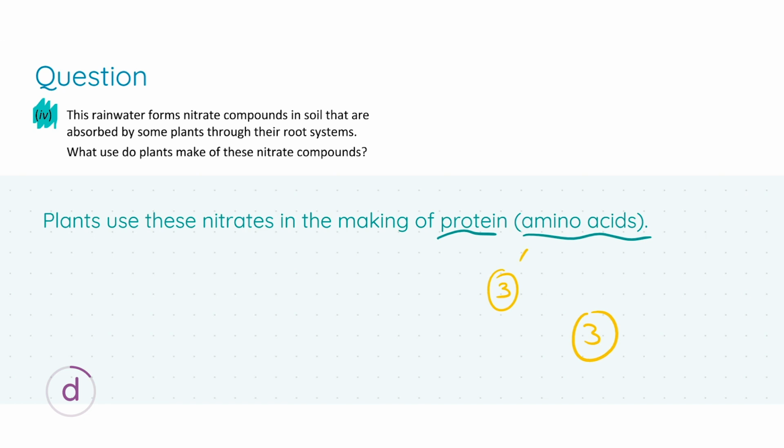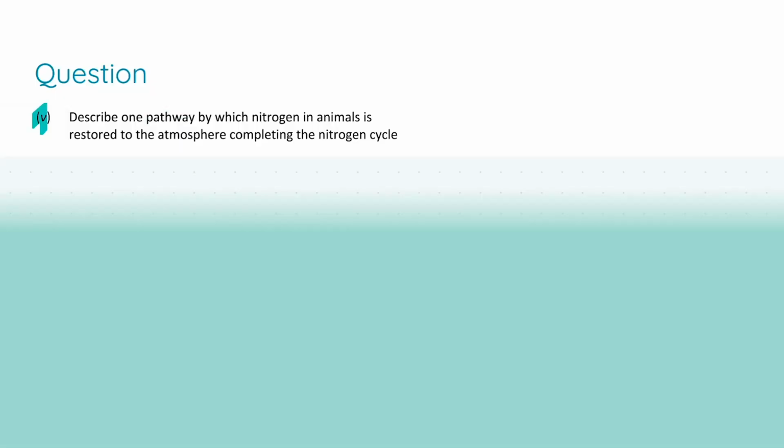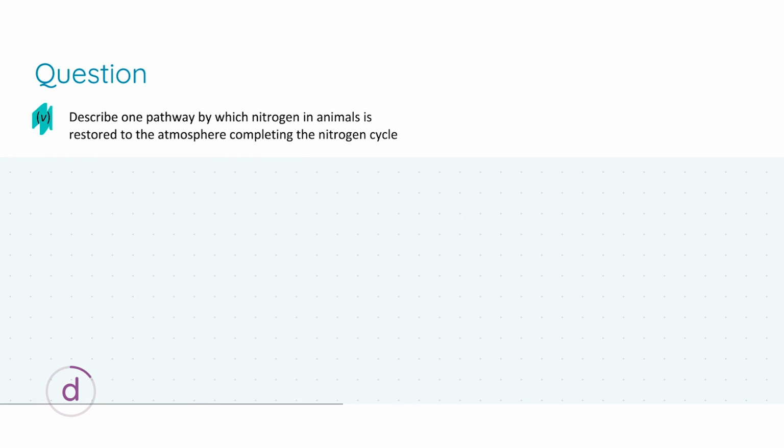Both are completely correct. In part 5, we were asked to describe one pathway by which nitrogen in animals is restored to the atmosphere, completing the nitrogen cycle. So we're basically asked how we finish off the nitrogen cycle, going from the animal stage back into the atmosphere. Depending on how well you know the nitrogen cycle, I believe you also cover this in biology, so there is a good bit of overlap here and you might get lucky if you do both.